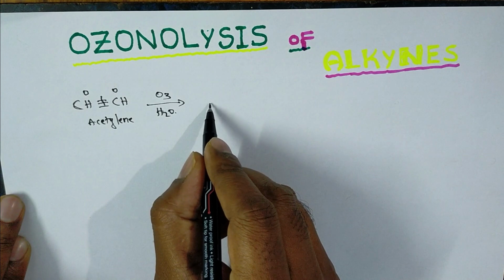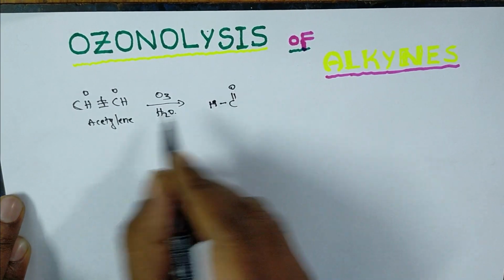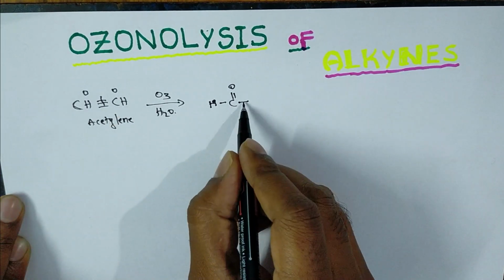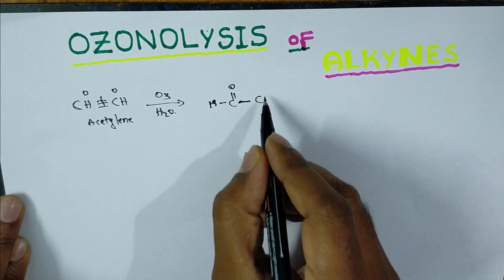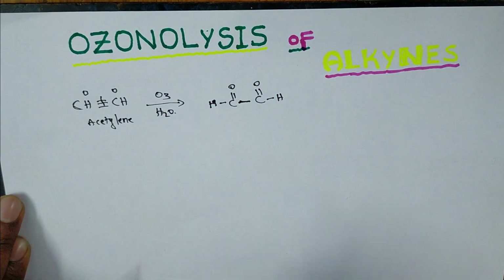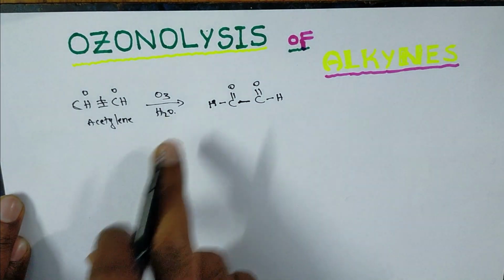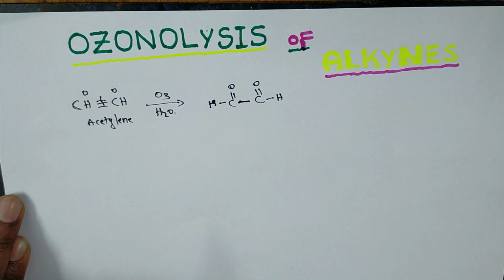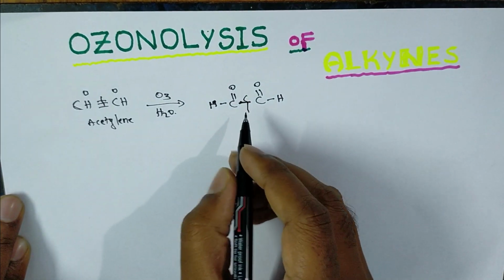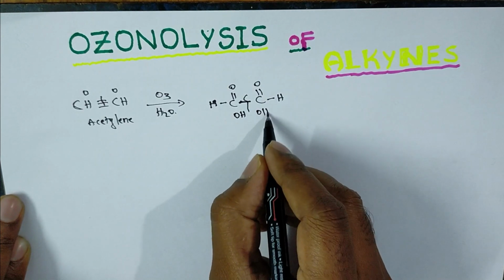So we get the compound HC double bond O, and the third bond between carbon and carbon remains the same, so C double bond OH. In this reaction we also get H2O2. H2O2 further oxidizes this compound into acids, that is, add OH and OH.